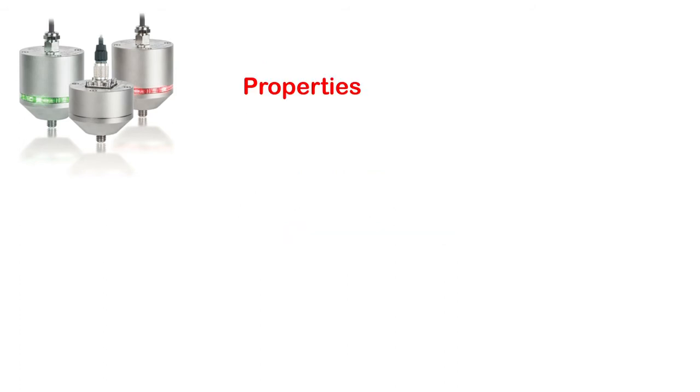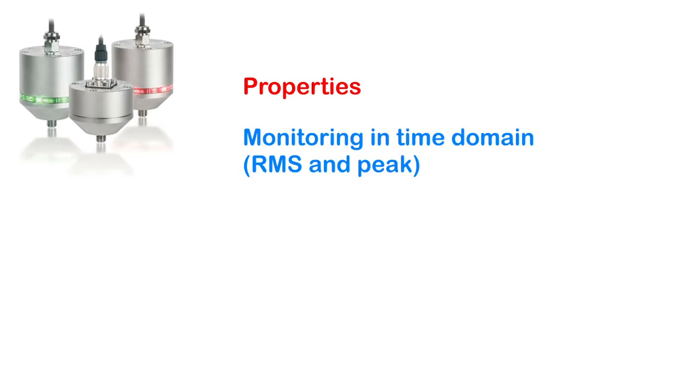What makes the difference between our vibration switches and conventional devices? The VS10-12 can monitor in time domain. That means they measure RMS or peak values of acceleration and velocity.